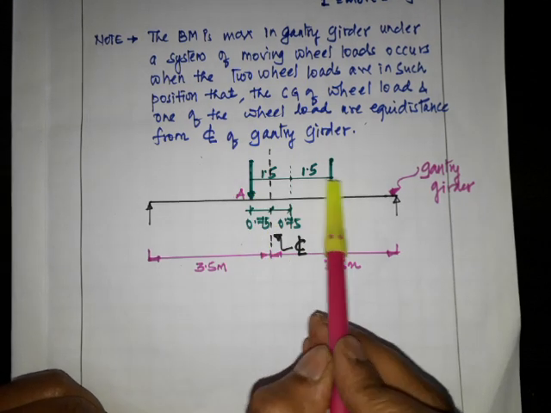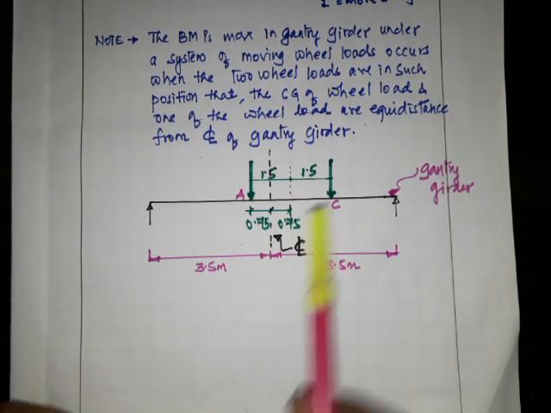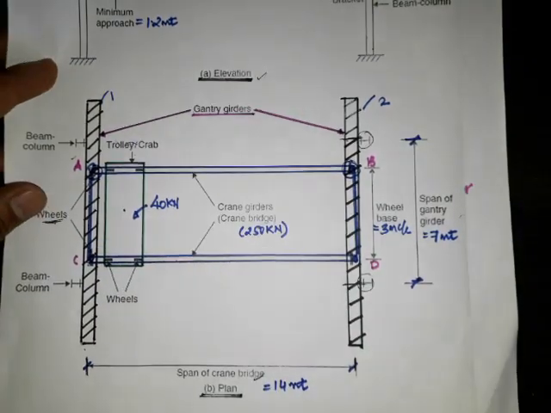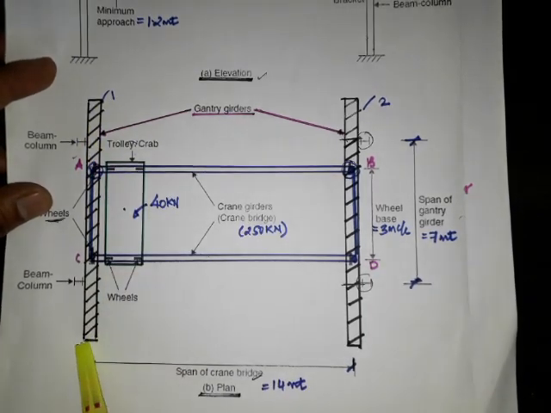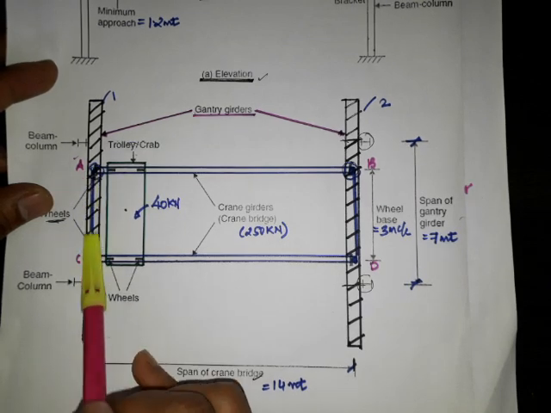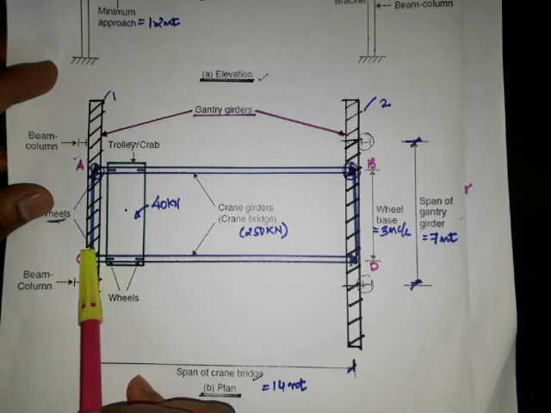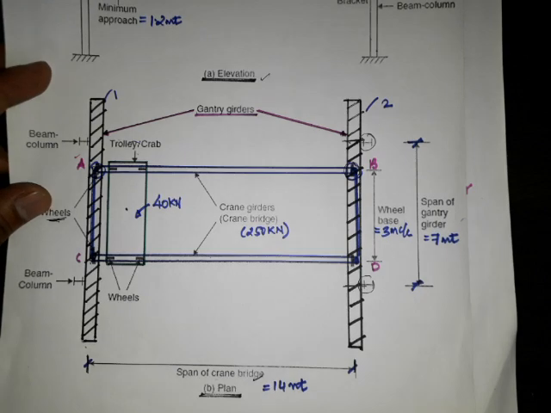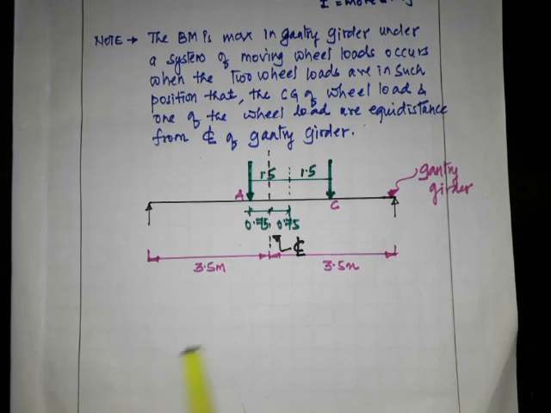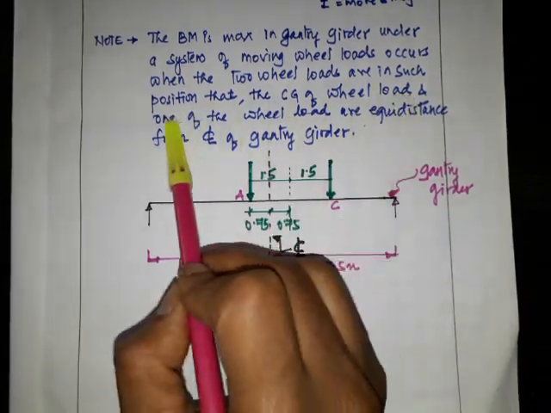And these two, which are in green color, are two wheel loads of the crane girders, that is A and C. So this is the gantry girder of span 7 meter, and over that we have two wheel loads A and C. A from crane girder 1, C from crane girder 2. Then after that we have the two wheel loads. The statement here is: the CG of wheel load and one of the wheel loads.